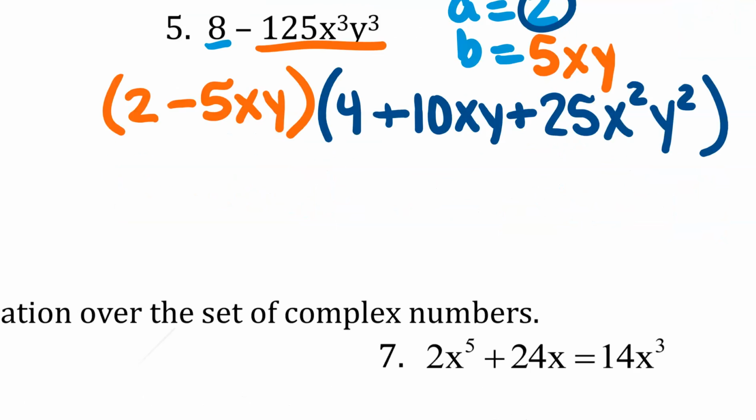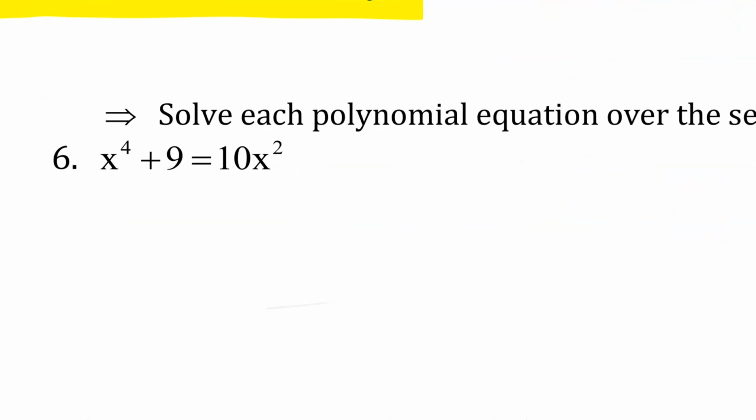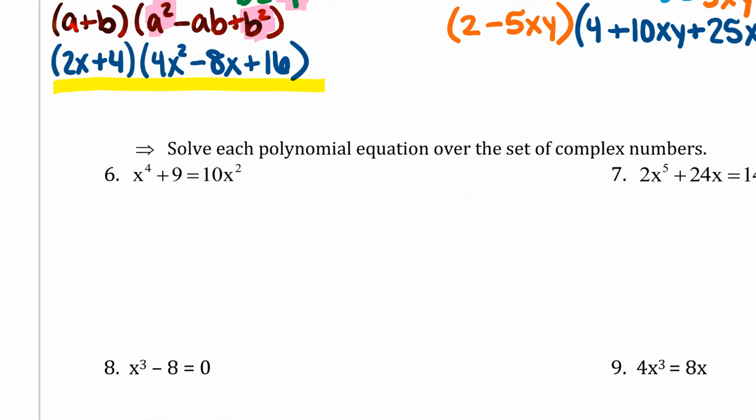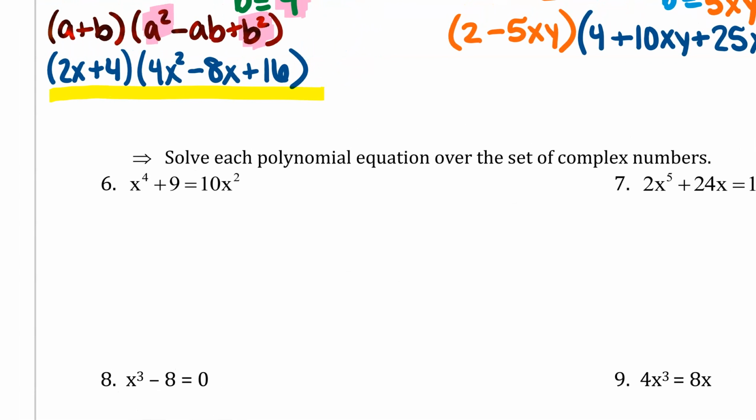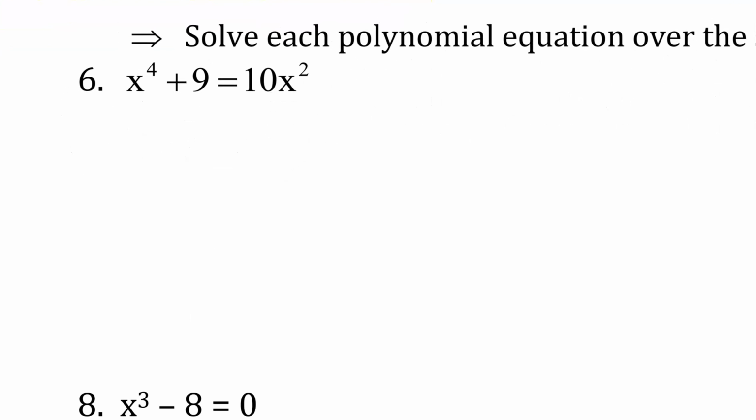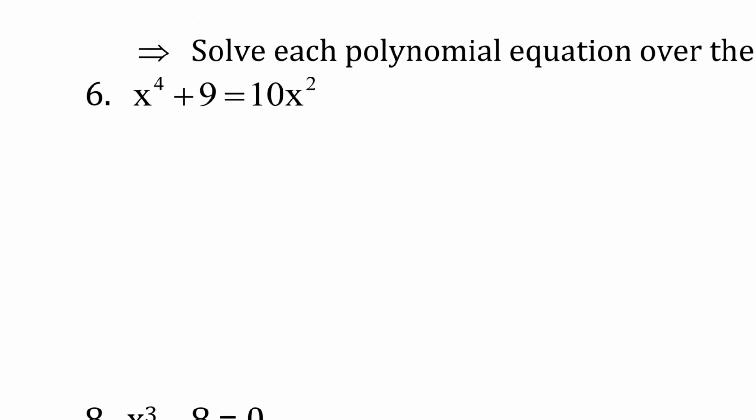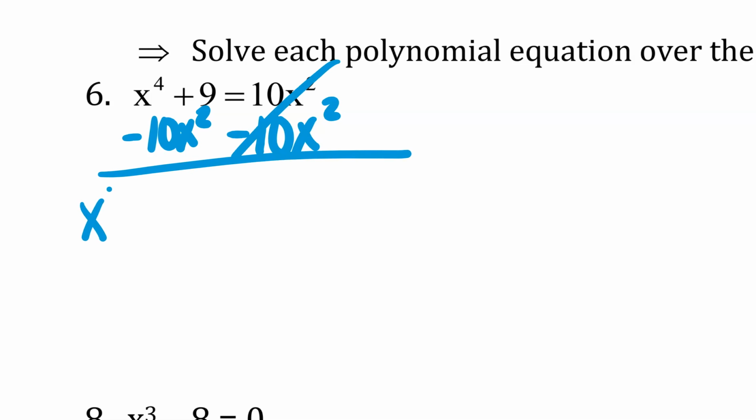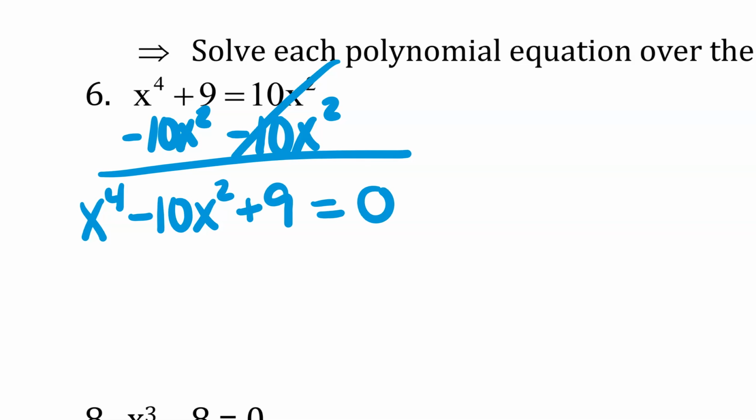Okay, so these ones are real fun. It says solve each polynomial over the set of complex numbers. You actually shouldn't get any complex numbers over here, and I'll show you why. So we're solving, which means we need to have an equal 0, and we don't on number 6. So we are going to move the 10x squared over. So minus 10x squared, minus 10x squared. So I have x to the 4th minus 10x squared plus 9 equals 0.